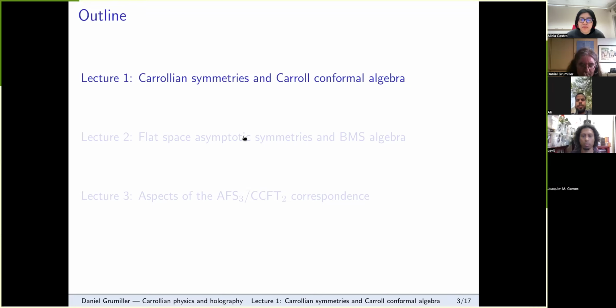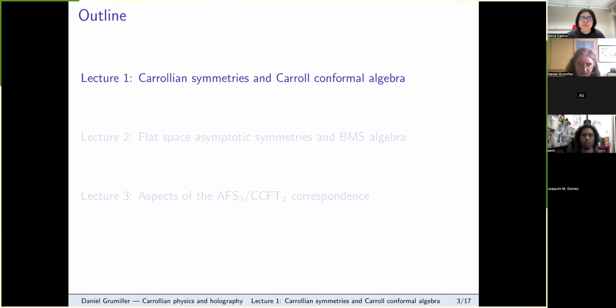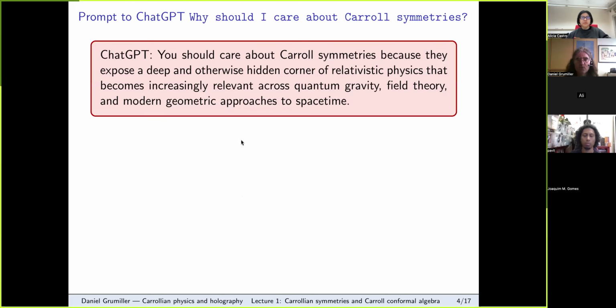Yeah, so when doing exercises, the usage of AI has gone from something like 10% of the students using it to more than 80% of the students. So I decided it's maybe proper in these times to start with what ChatGPT would have to say about why should I care about Carroll symmetries. So everything on that slide is just a consequence of this prompt to ChatGPT, to the free version: why should I care about Carroll symmetries?